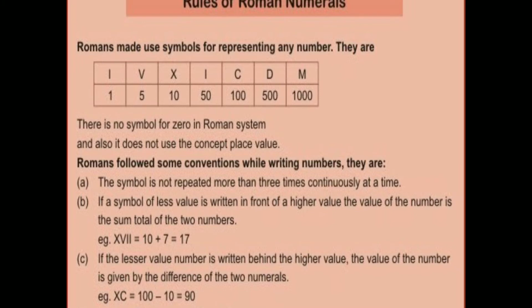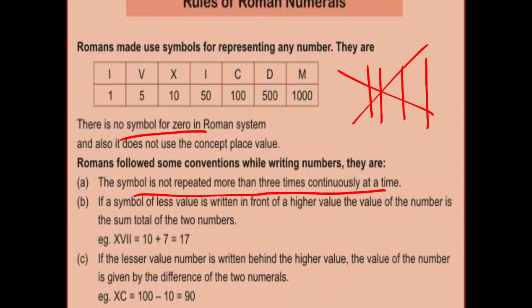The first rule is that there is no symbol for 0 in Roman numerals. Means 0 does not have any Roman number. Second, the symbol is not repeated more than 3 times. Means if you want to repeat I, you can repeat maximum 3 times: III. But if you write I 4 times, it is wrong.